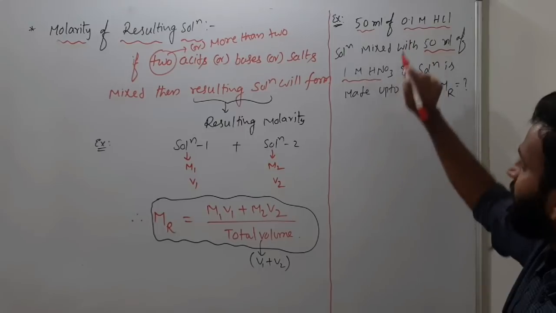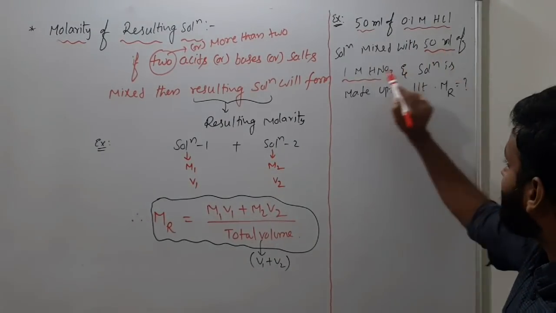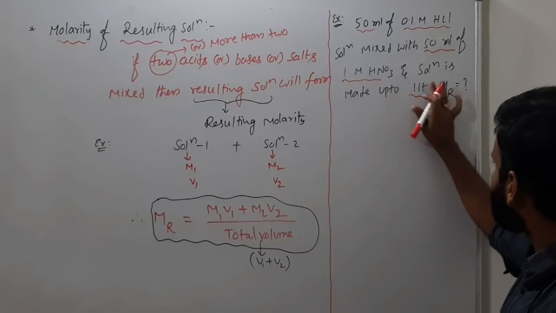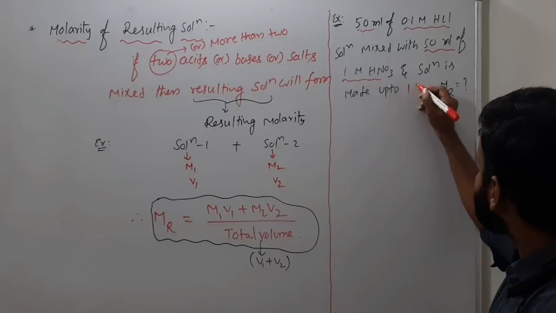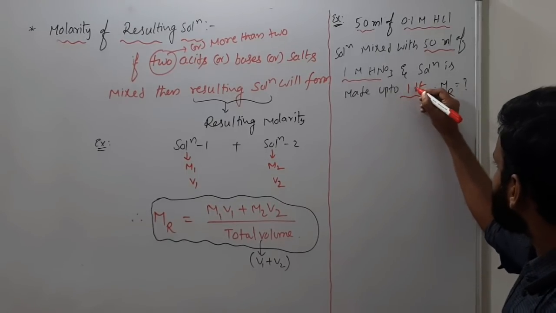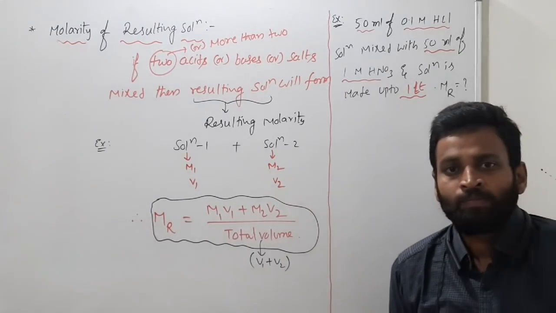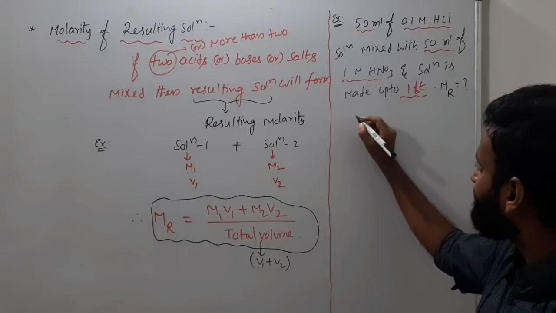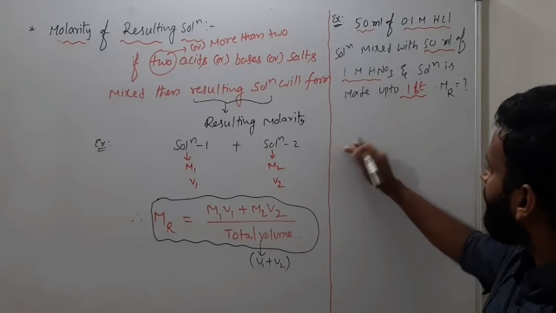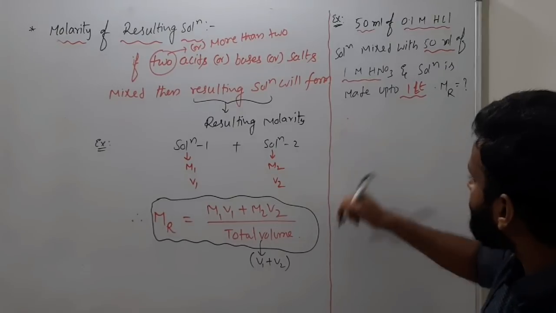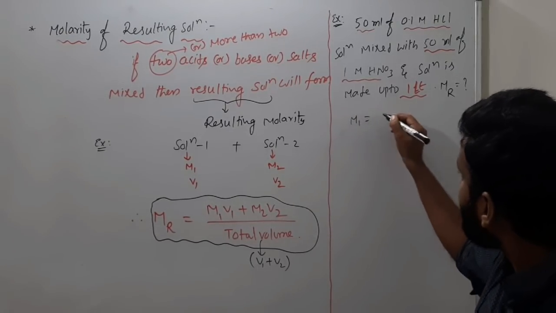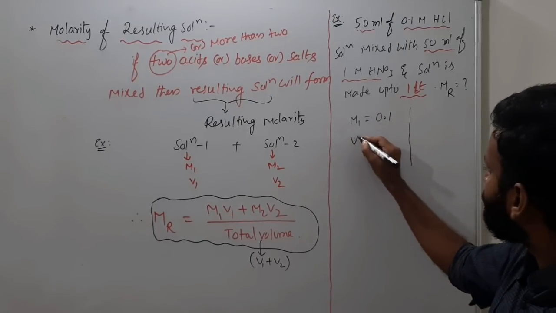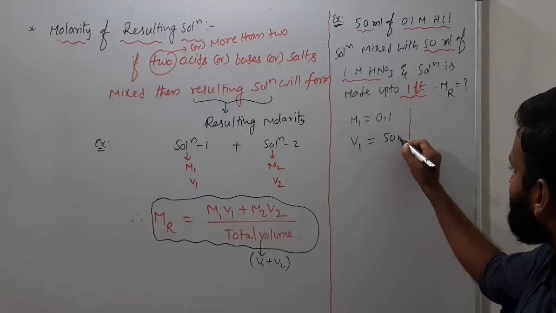50 ml of 0.1 M HCl mixed with 50 ml of 1 M HNO3, and the solution is made up to 1 liter. Solution is made up to how many liters? 1 liter. Then what is the resulting molarity? So you must write first of all: what is M1? M1 is 0.1, correct? V1 is 50 ml.